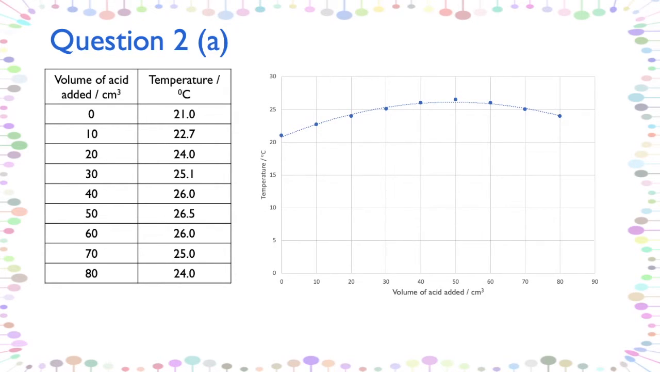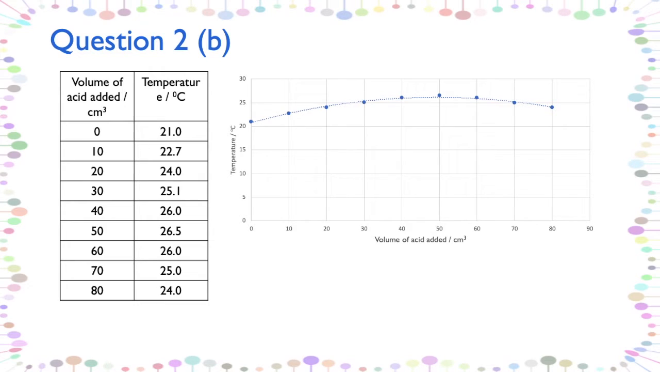On the x-axis, you'd have volume of acid added, and on the y-axis, you'd have temperature. So you needed to plot a line of best fit, but as you can see here, the line of best fit needed to have been curved, not a straight line. But if you did use a straight line, you would have got follow-through marks.